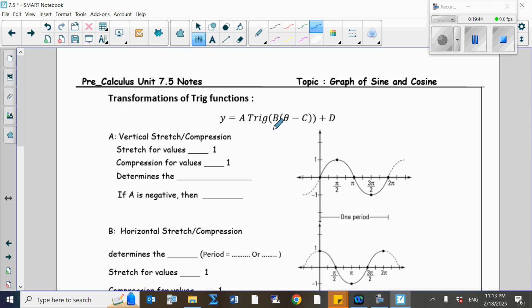So what transformations could happen? If the function is multiplied by a value, let's call that a, then a vertical stretch or compression is going to happen. If the a value is greater than 1, you will have a stretch. If the a value is less than 1, you're going to have compression. Since you're stretching your function vertically, that's going to change the amplitude of the function.